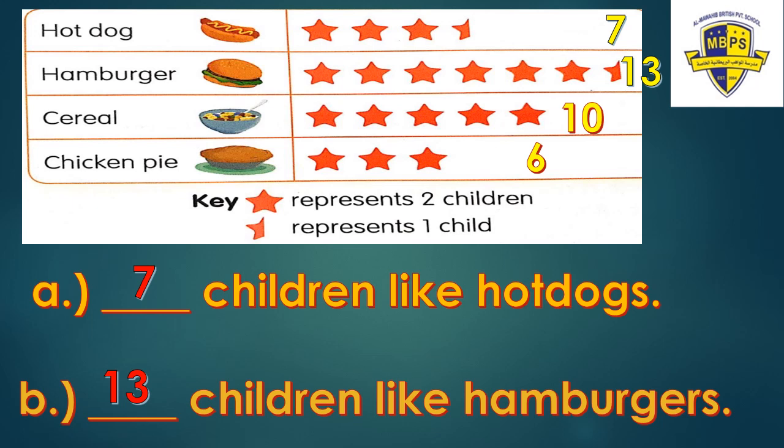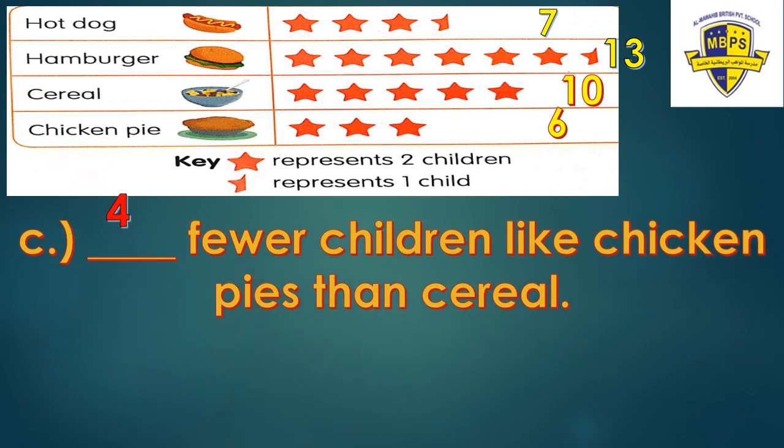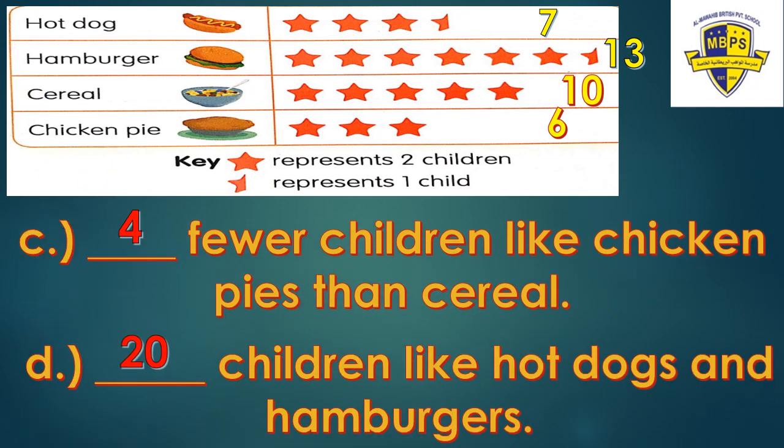Complete the sentence. First one, A. How many children like to eat hot dogs? Now you can look at the table. Very good. 7 children like hot dogs. Next question, B. How many children like hamburgers? Very good. 13 children like hamburgers. Let's solve the next question, children. Now this is the same pictogram, okay? Next question, C. How many fewer children like chicken pies than cereal?